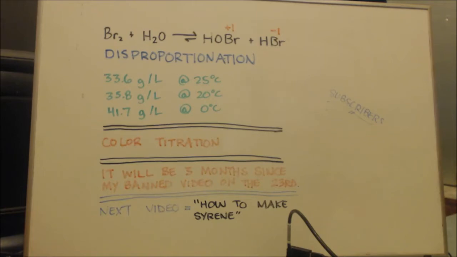Now the Br2, they're sharing, so they're at zero, they're neutral, say. HOBr, it's a +1 for the Br. HBr, it's a -1 for the Br. So you can see the two Brs were at zero, one went up to +1, one went down to -1. Okay.